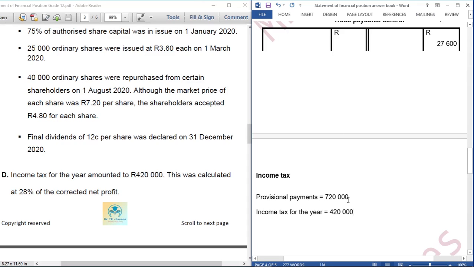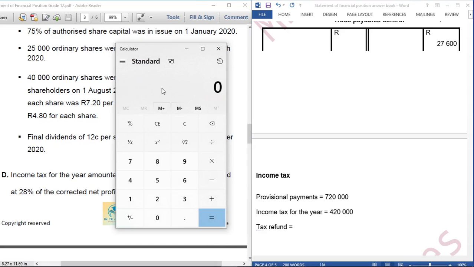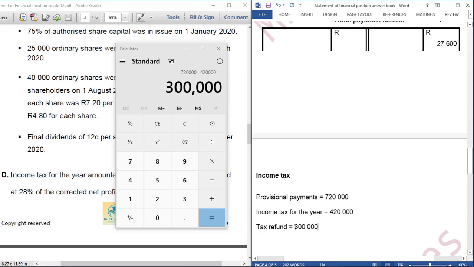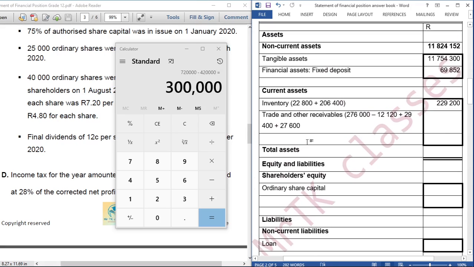So the idea is, if we have paid more than what we should have paid, it means that there's an asset, or there's a tax refund, right? If we have paid less than what we should have paid, it means that there's a tax liability. In this case, there is a tax refund, because we have paid more than what we should have paid, right? The tax refund is, we are going to say this subtract this, we are going to get 300,000. So this is the tax refund. We have overpaid tax with this amount. So it is a tax refund. It is an asset. So we are going to add it here.